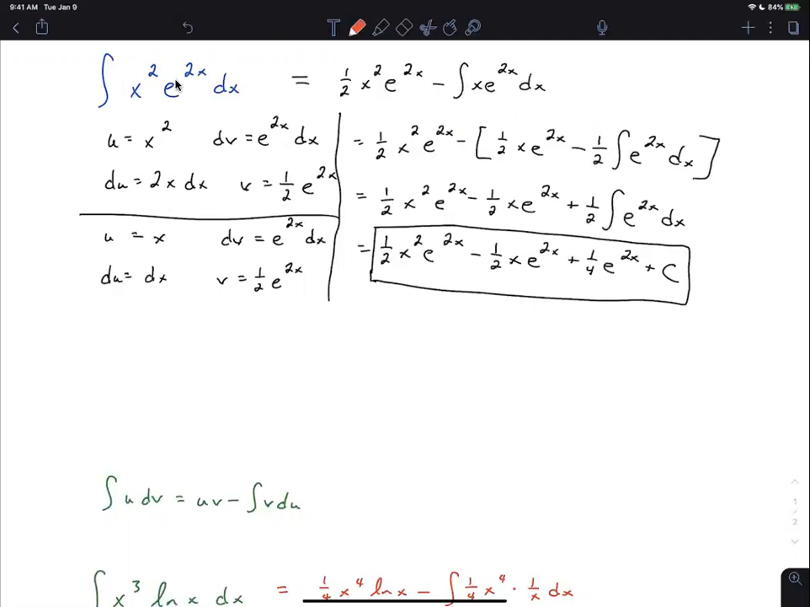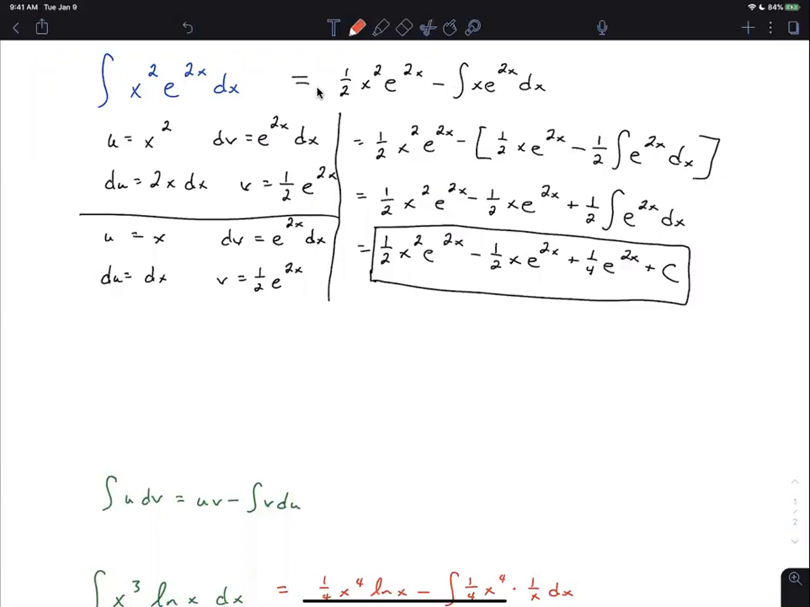Now, for e to the 2x, if I let u equal e to the 2x, what's du going to be? What do you guys think? What's the derivative of e to the 2x? 2e to the 2x. Yeah, the 2 is going to factor out anyway. But if I take the derivative, e to the 2x is going to be in there. Also, if I take the antiderivative, e to the 2x is going to be there, because the antiderivative is 1/2 e to the 2x. So no matter what, e to the 2x is going to be in this new integral.